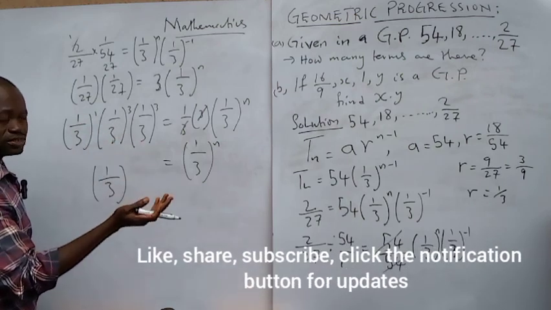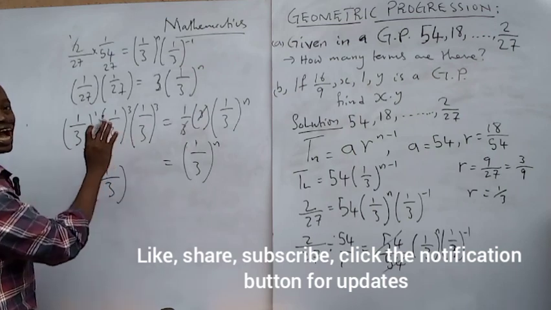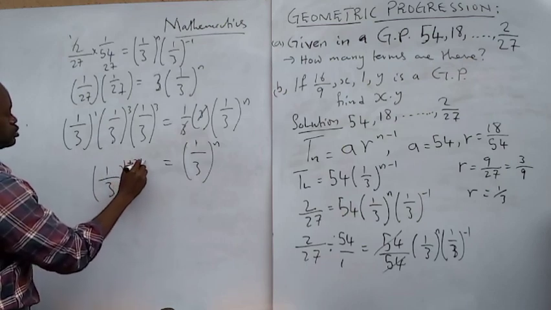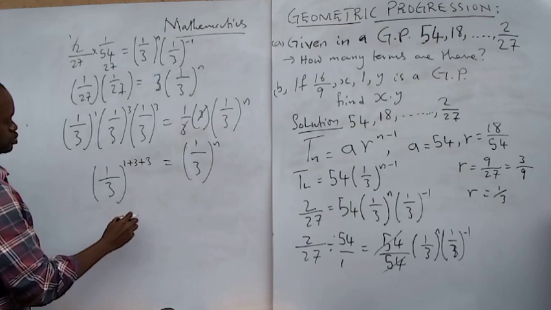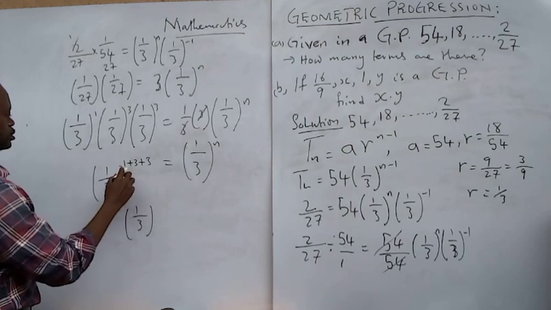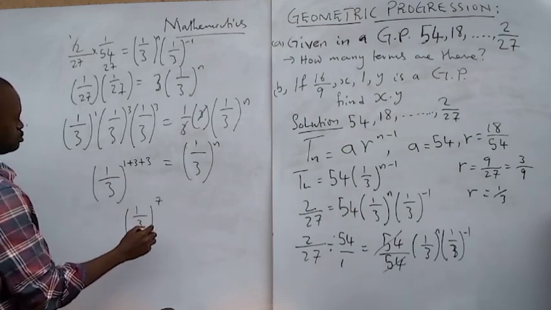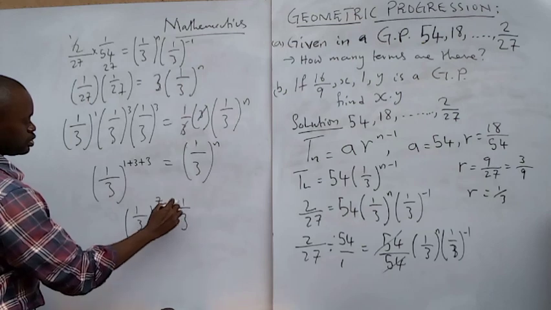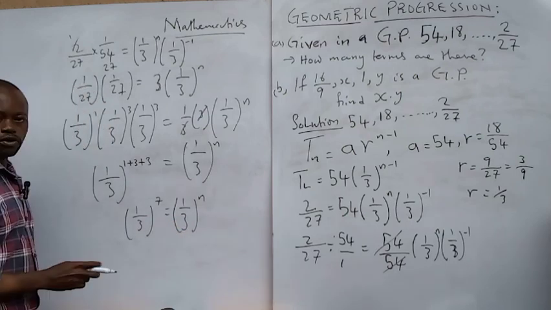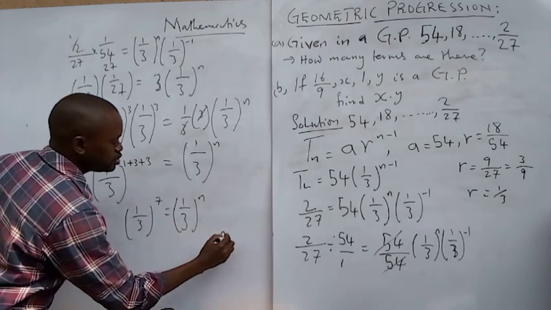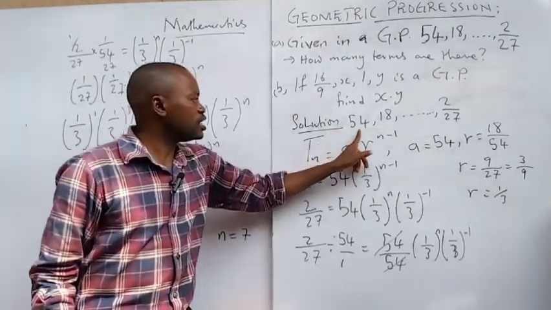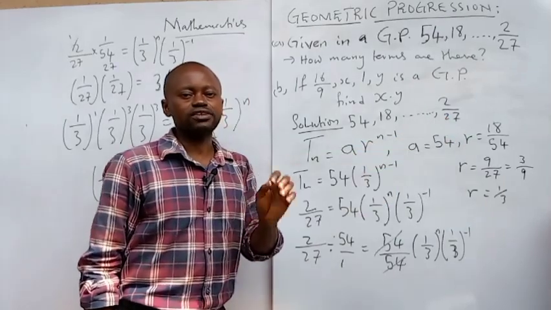You know indices now. I repeat, when the bases are the same, you can add their powers. So this is 1 plus 3 plus 3, which will now give us what? 1 over 3 raised to power 7, equals 1 over 3 raised to power n. You can now conclude that since the bases are equal, equate the powers. It then means that n is equal to 7. There are 7 terms existing between here until you get here. There are 7 in number.